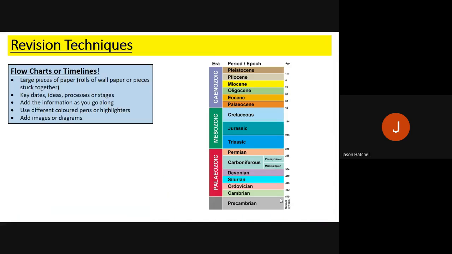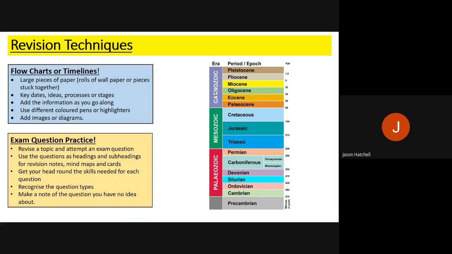Some more revision techniques might include flowcharts or timelines. For example, here is a timeline on the right of the periods in time on the world. And so we have the current time period, which is the Pleistocene. That's broken down into two more. Currently, we're in the Holocene. So that is an example of how you could use a timeline. It's good for key dates, bits of information, processes and stages. Different colors are really useful to help them stand out.